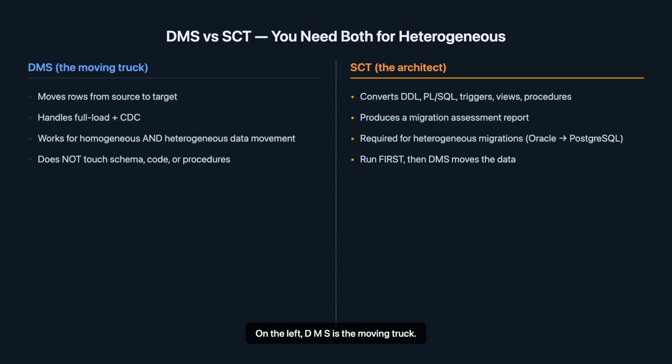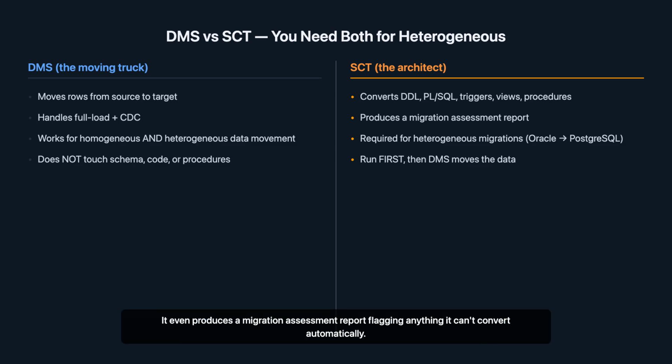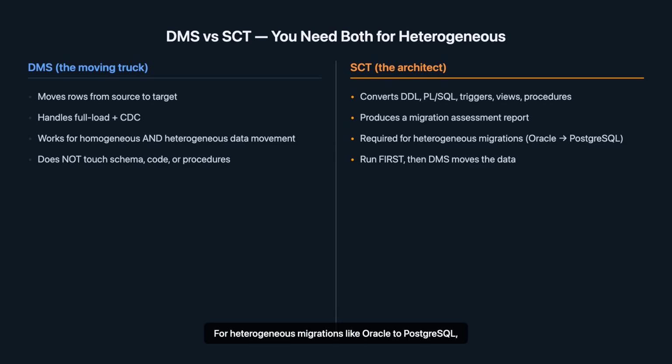On the left, DMS is the moving truck. It carries the rows, it handles full load and CDC, and it works for both homogeneous and heterogeneous data movement. But it does not touch your schema, your code, or your procedures. On the right, SCT is the architect. It converts your DDL, your PL/SQL, your triggers, your views, your stored procedures into the target dialect. It even produces a migration assessment report flagging anything it can't convert automatically. For heterogeneous migrations like Oracle-to-PostgreSQL, you run SCT first, then DMS moves the data.